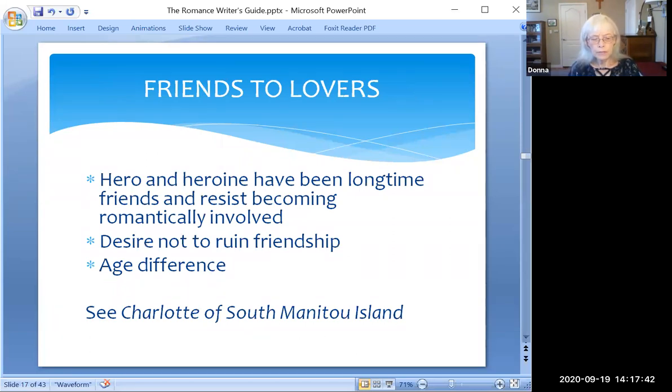Friends to lovers. The hero and heroine have been longtime friends and resist becoming romantically involved. Why? Maybe they have a desire not to ruin their friendship, or maybe they have quite a difference in their ages. I used that in a story I wrote called Charlotte of South Manitou Island, where there was an age difference and there was a friendship between the two main characters to begin with. Okay, next slide.